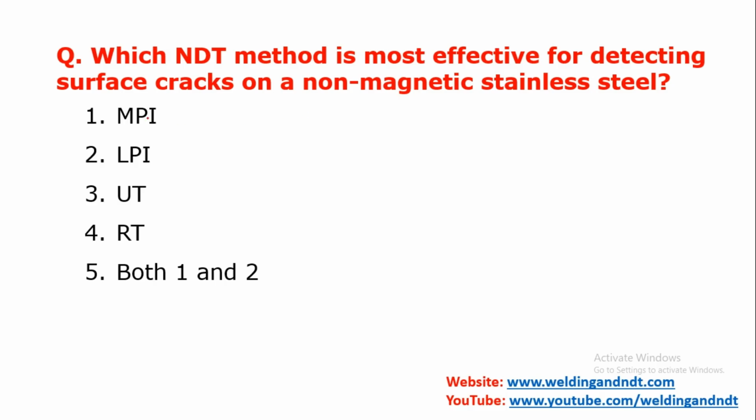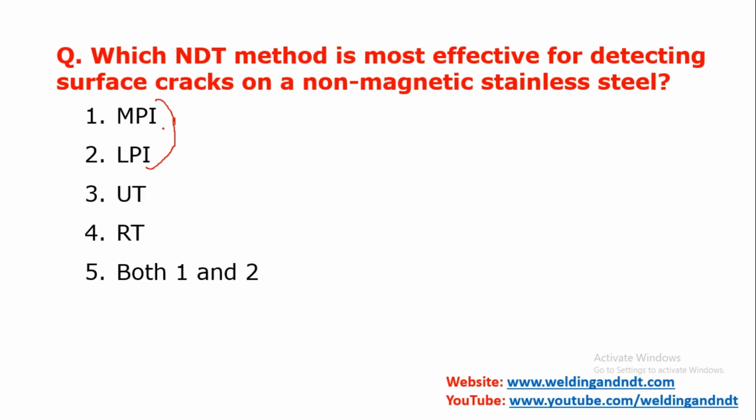See, MPI and LPI. These NDT methods are capable of detecting surface cracks. MPI is magnetic particle test and LPI is liquid penetrant inspection. It is also called as dye penetrant inspection, dye penetrant test, or penetrant testing. So these two NDT methods are capable of detecting surface cracks.